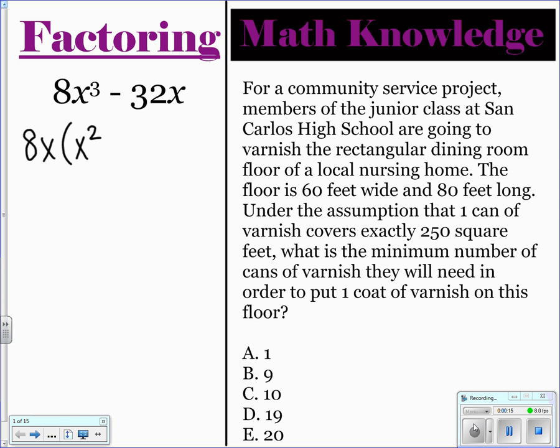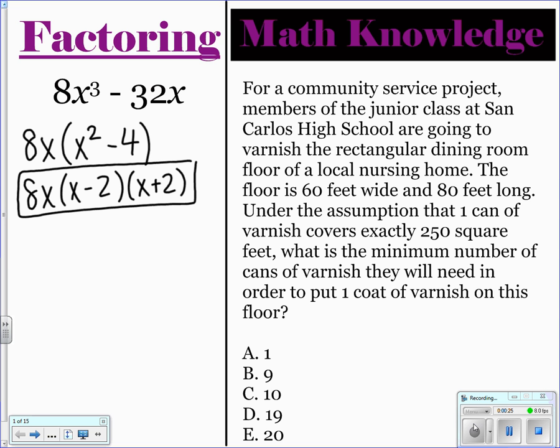So on this factoring, you're going to start off by factoring out the 8x that they have in common. And so you're going to be left with x squared minus 4. And then that will factor as x minus 2 times x plus 2. And so this would be your answer.